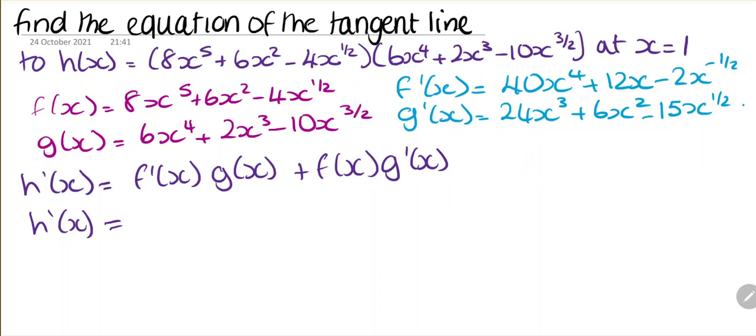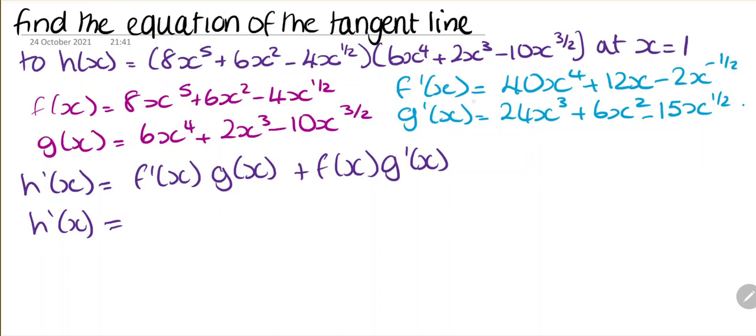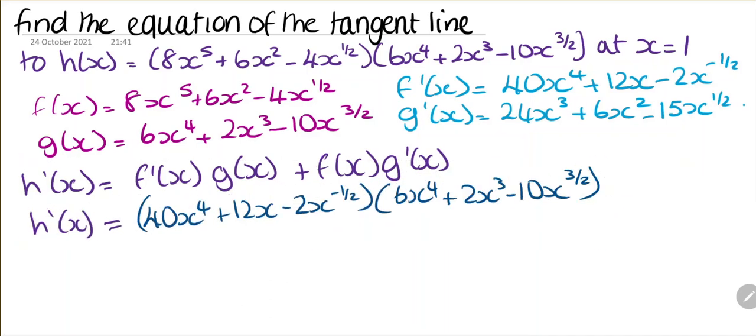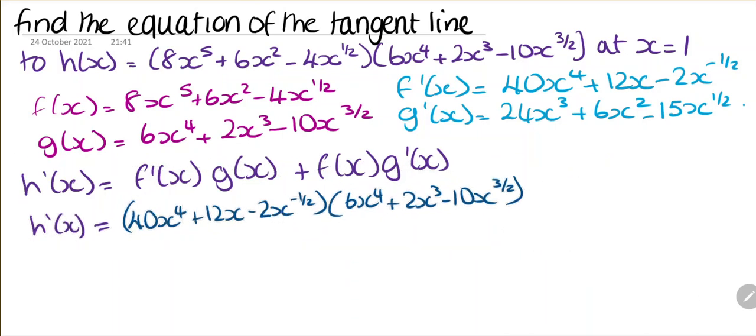So the first thing I need to do is write in all we have. The derivative of f is 40x^4 plus 12x minus 2x to the minus a half. And this is going to be multiplied by 6x^4 plus 2x^3 minus 10x^(3/2). So let's just move this up so we have some space, and we're going to add this.